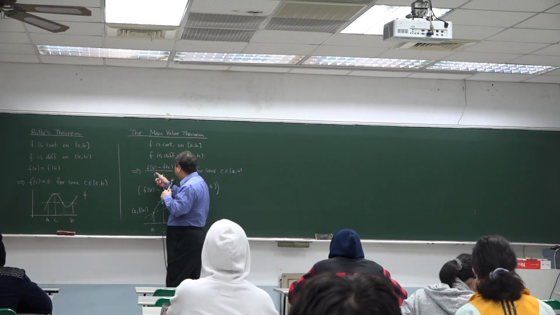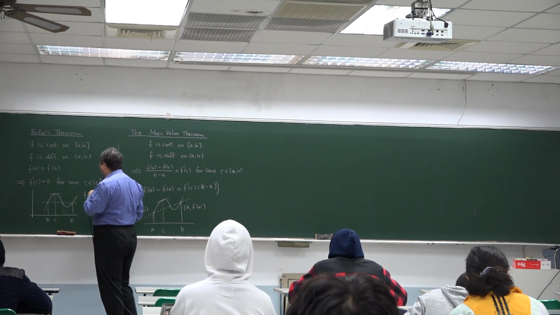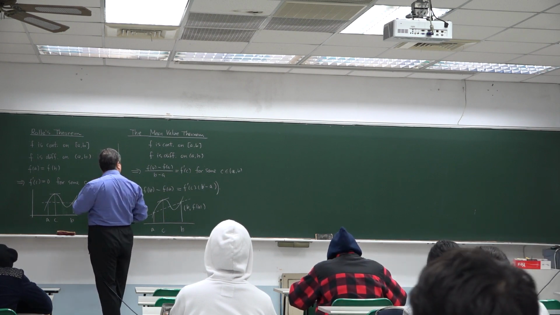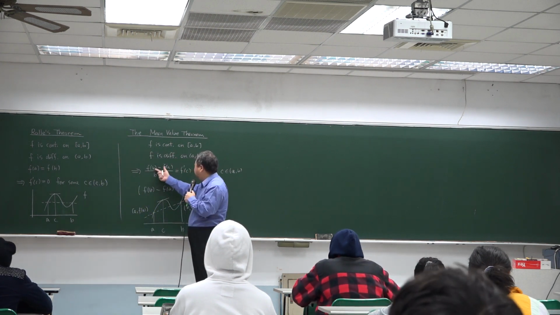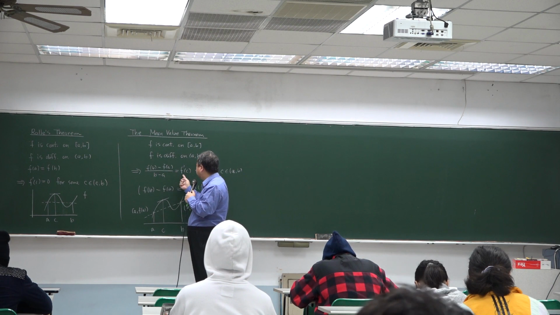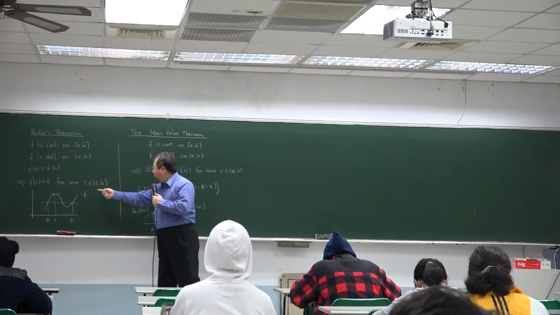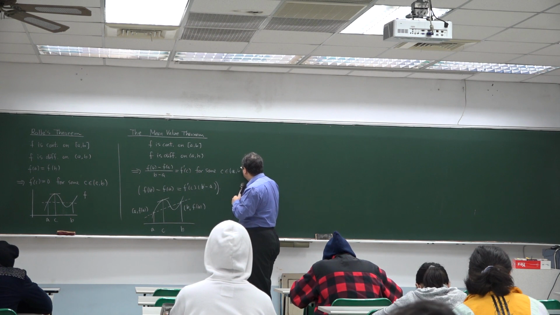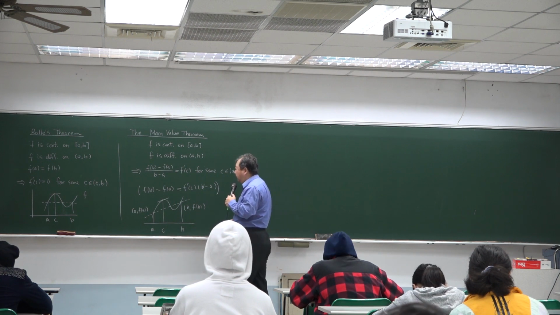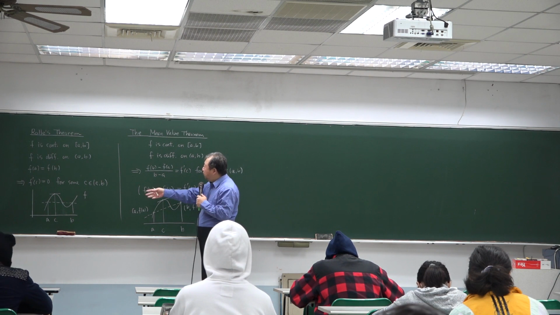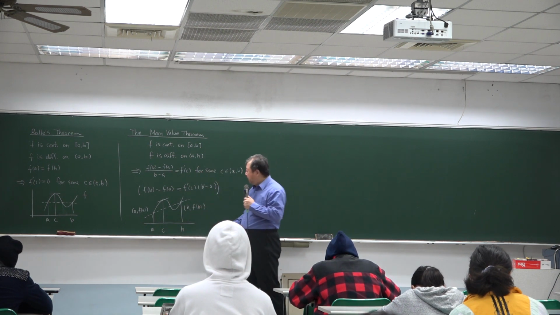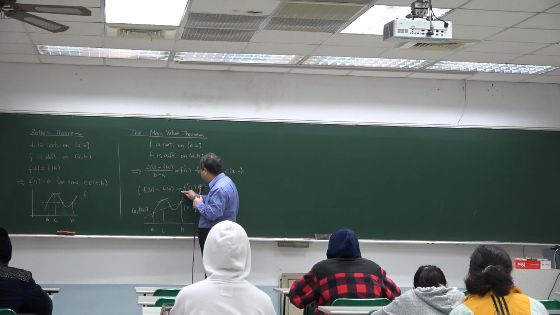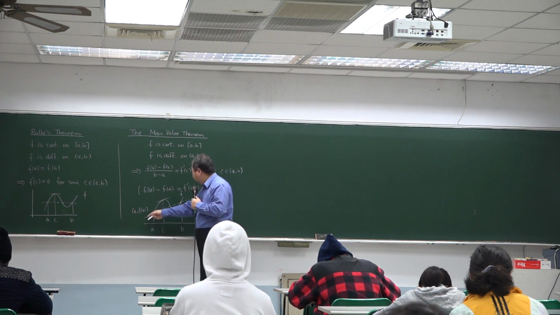Under this condition, in addition, if f of a equals f of b, then the difference of these two numbers is 0. So f prime of c equals 0 for some c in the open interval (a, b). In fact, we use Rolle's theorem to prove this theorem because we consider a new function constructed by this function f minus this function L.